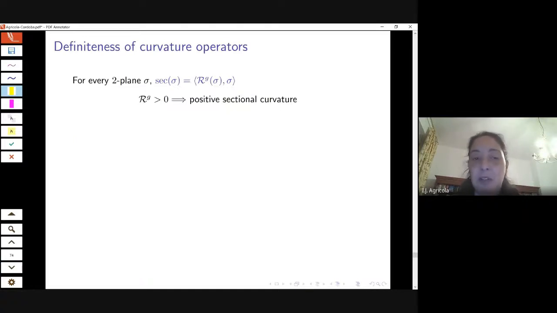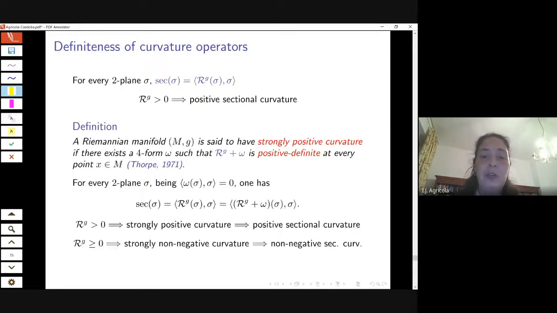Then let me give you in a few minutes what strongly positive curvature is. For a two-plane, the sectional curvature can be computed just as R_g sigma times sigma. So if the curvature operator is positive, then I can conclude that I have positive sectional curvature. A manifold is said to have strongly positive curvature in the sense of Thorpe if there exists a four-form omega such that R_g plus omega is a positive definite operator. This implies in particular immediately that you have positive sectional curvature.